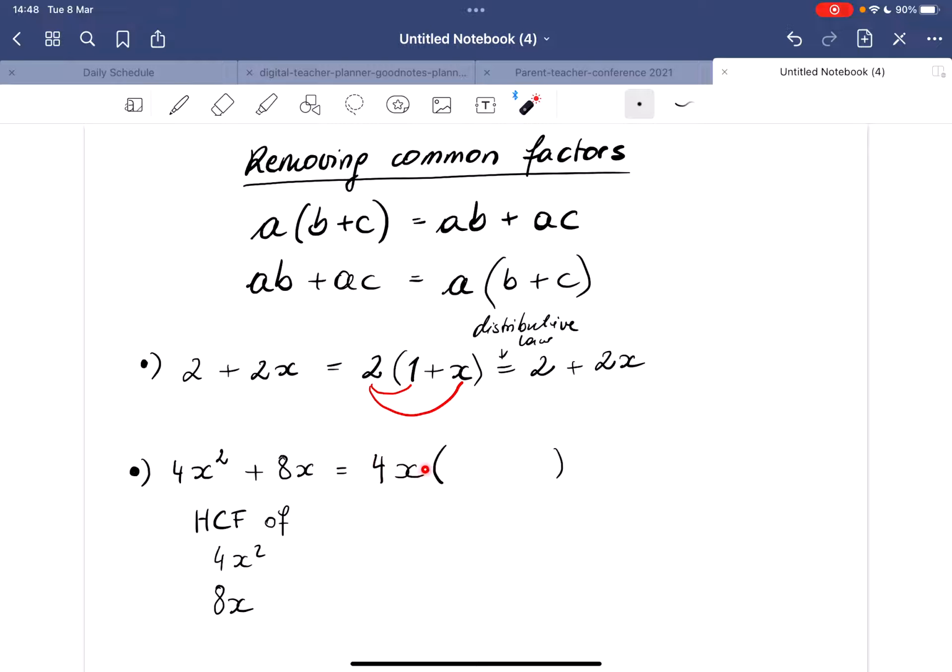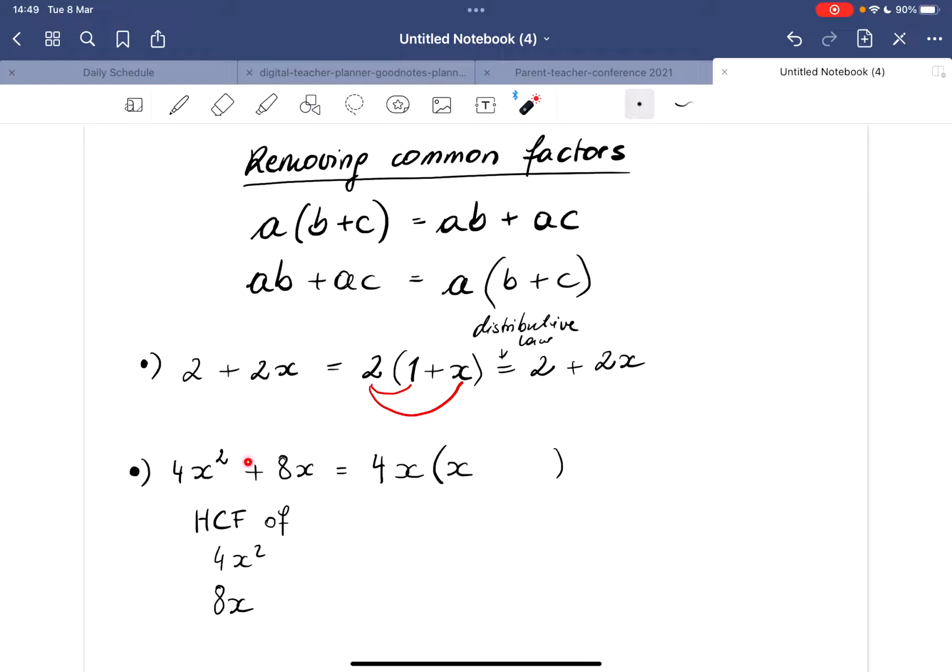4x multiplied by what in here will give me 4x squared? Well, 4 times 1 gives me 4. And x times x gives me x squared. So 4x times x gives me 4x squared.